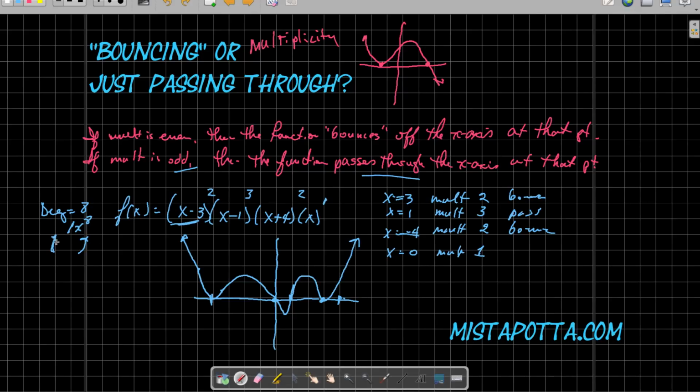Notice that I still have this up behavior. My graph increases as x increases and decreases without bound. I have the solutions at x equals -4, x equals 0, x equals 1, and x equals 3. But I've got this behavior where occasionally it's passing through if this number is odd, and then it bounces off the x-axis if this number happens to be even. So I get a pretty good idea of what my graph looks like based off the multiplicity of each of these roots.